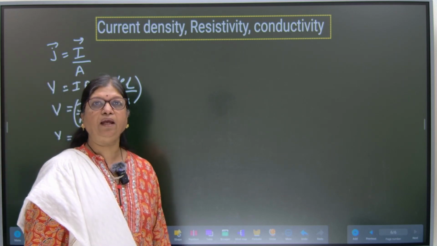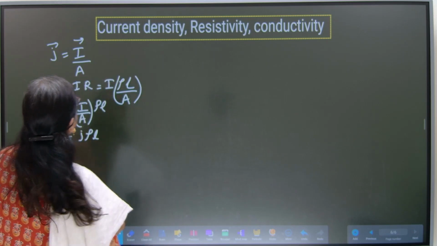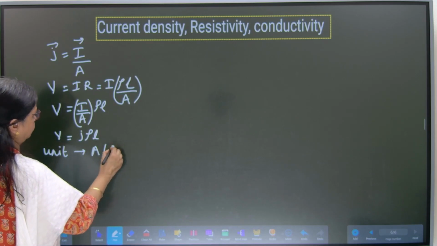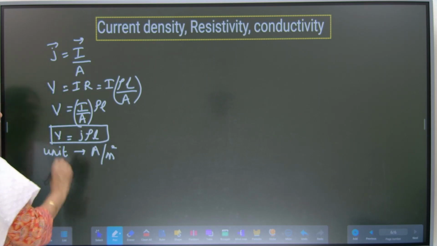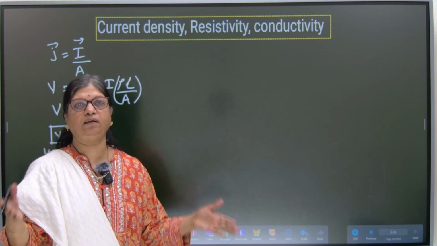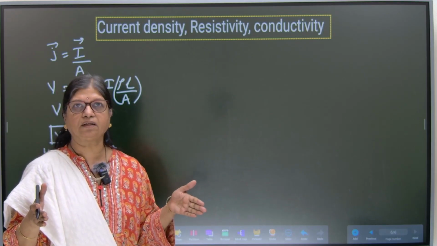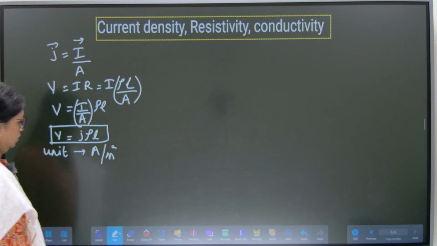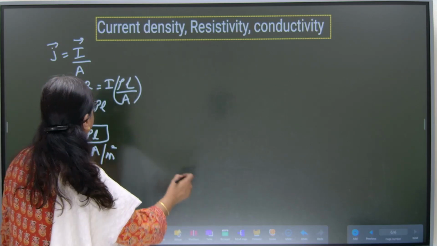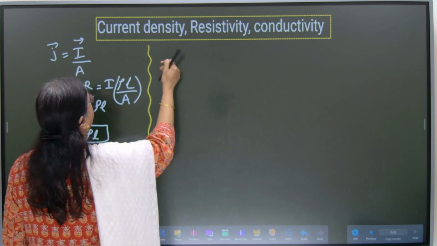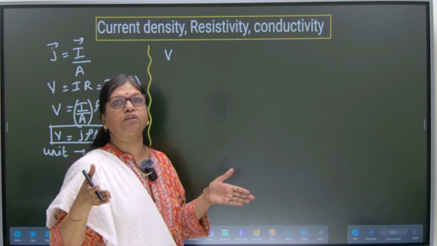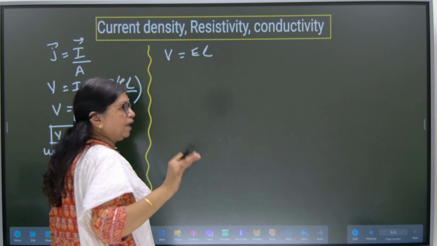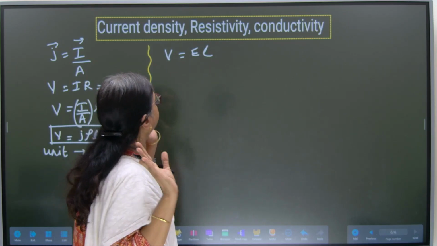Fine. Okay. Where J is the current density and whose unit is ampere per meter square. So this is one relationship where the potential difference between the ends of a conductor is given as J rho L. Now in the previous chapter number 2, we have learned that the potential difference between the cross sections of a conductor, two ends, is equal to EL, where E is the electric field given to the conductor such that there is a flow of electrons and L is the length of the conductor.